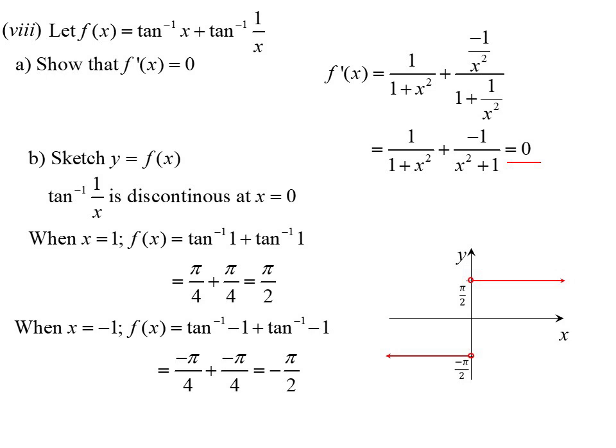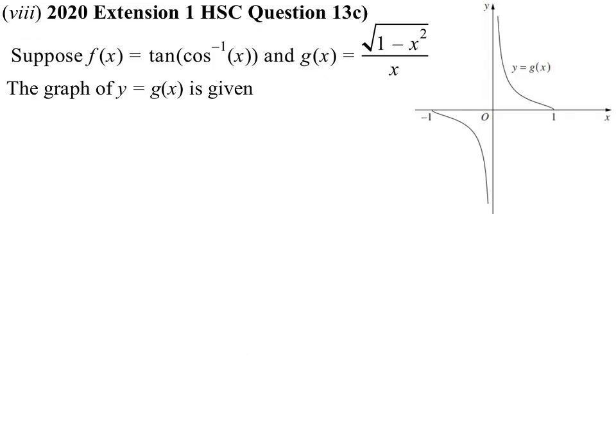But when x is negative, we'll get minus pi on 2. One a bit more recent. We've got two functions. The first one's the tan of the inverse cos of x, and this other function, the square root of 1 minus x squared over x, and they've drawn a picture of that second one for us. Show that their derivatives are the same.